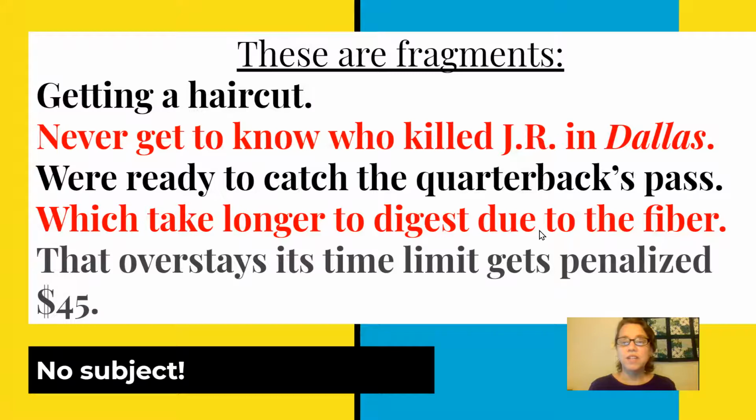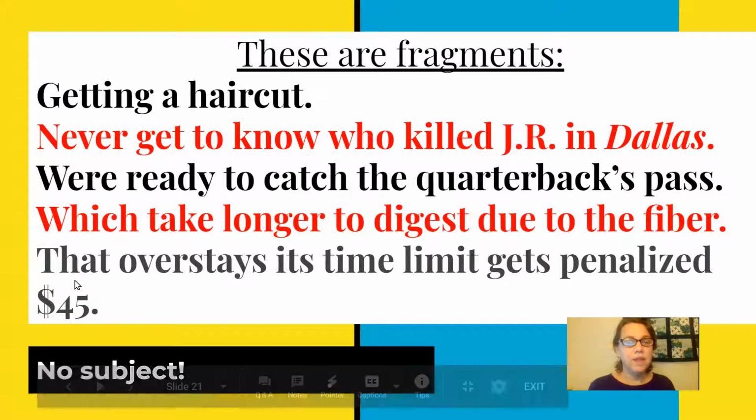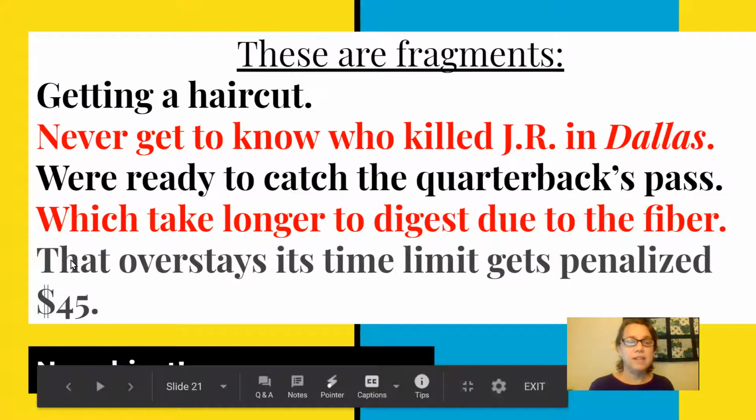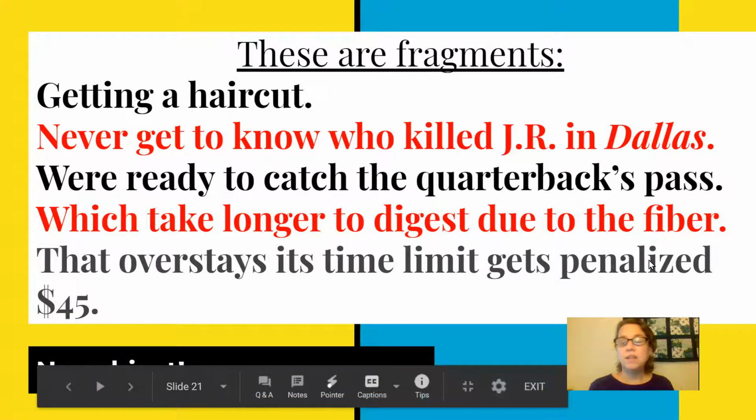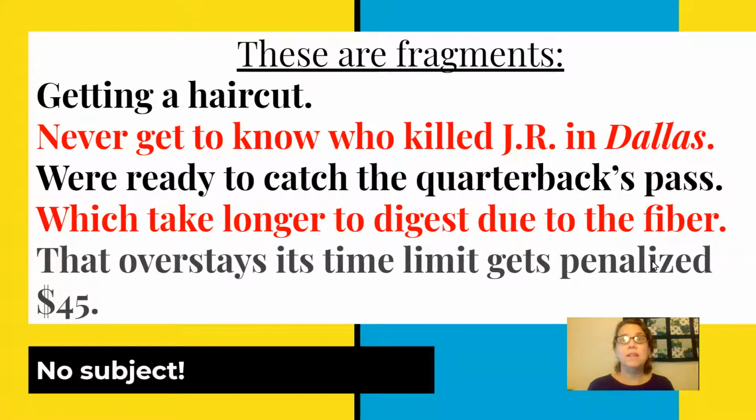Which take longer to digest due to the fiber. We have a verb, it takes longer, but which is not a subject, which is a subordinate conjunction. It's not a subject. Same problem here, that is not a subject in this case. This is a verb, to overstay. Its time limit gets penalized, $45. Penalized means you have to pay. Is penalized good or bad? Bad. These have no subject.